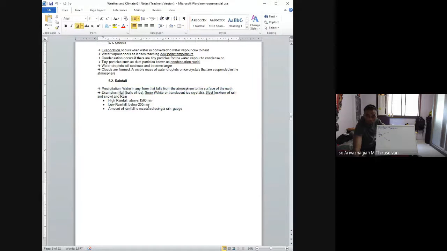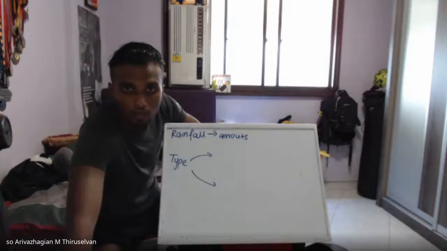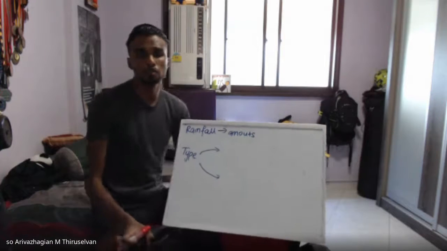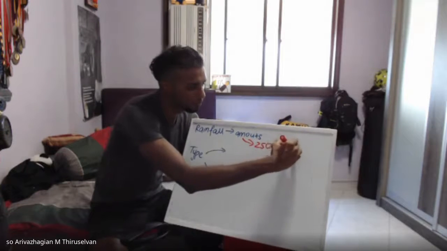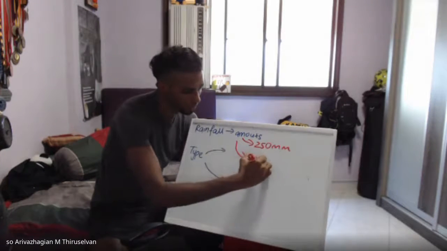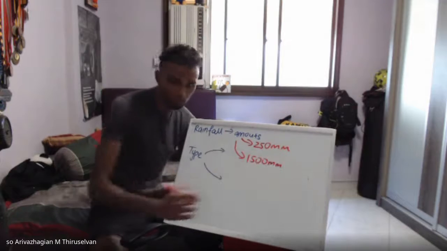They say high rainfall is above 1,500 mm, low rainfall is below 250 mm. I hope you can freeze the video and copy it down. Why is this necessary, and what are we referring to when 250 and 1,500 mm is involved?